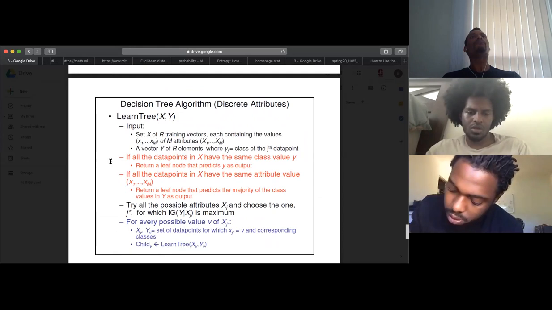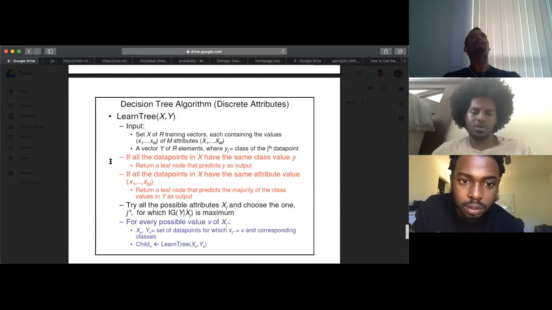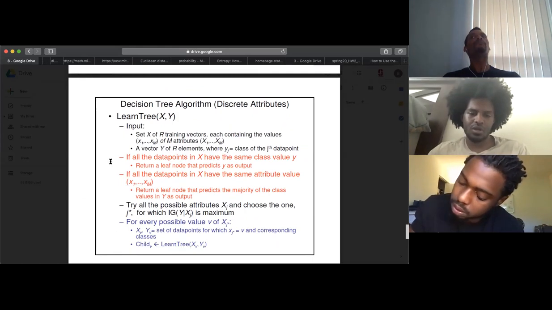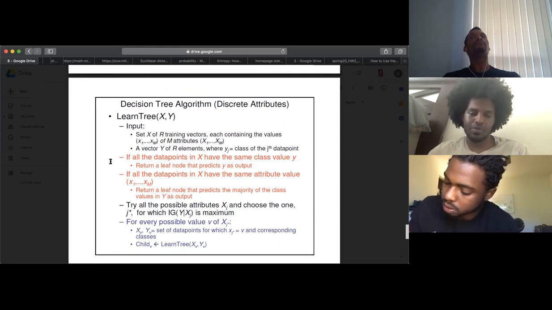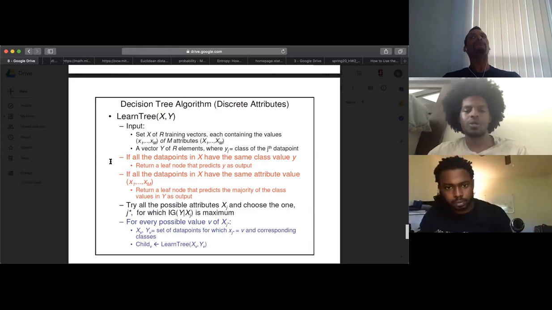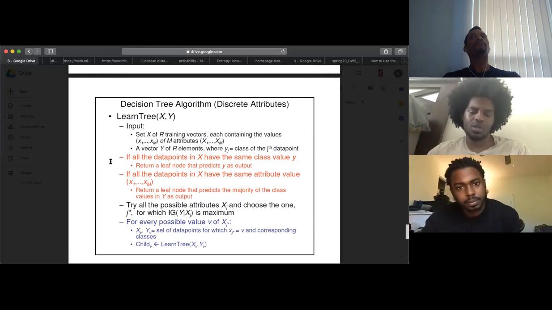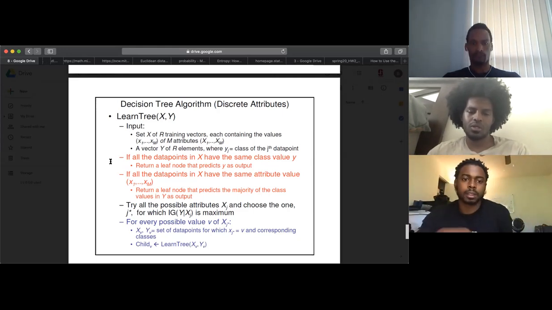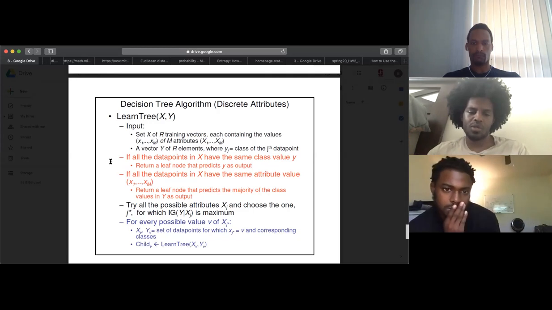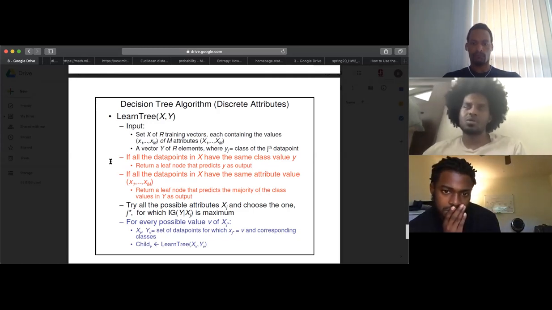So here you would try all the possible values of x of j, the feature, and then select the feature that would give you the maximum information gain. And then for every possible value v of x of j, so all of the data points contained within that selected feature, x and y are the set of data points for which x of j star is equal to v, and corresponding classes.